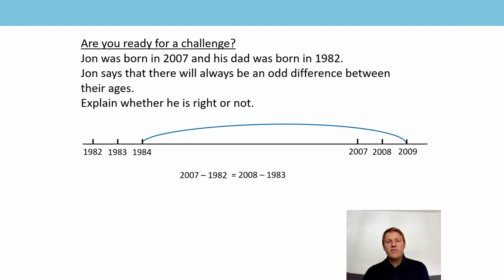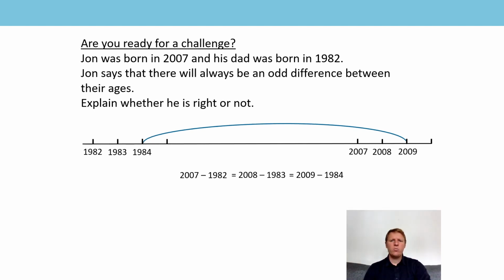Now on 1984 and the year 2009, it's still a difference of 25, which is still an odd number. So I can continue my expression and say this is also equal to the other expressions. Let me read the whole thing. 2007 subtract 1982 is equal to 2008 subtract 1983, which is also equal to 2009 subtract 1984. The difference has always been the same. It's always been 25. Now, did anybody think that this wasn't true?